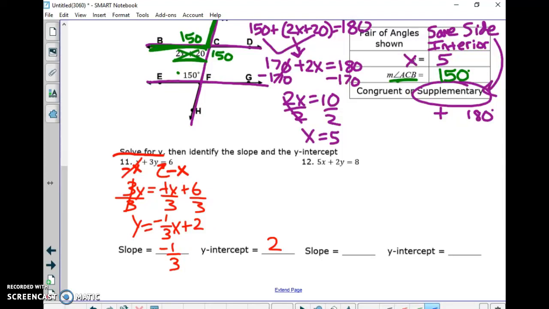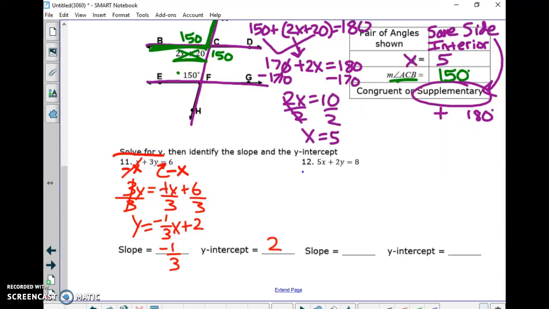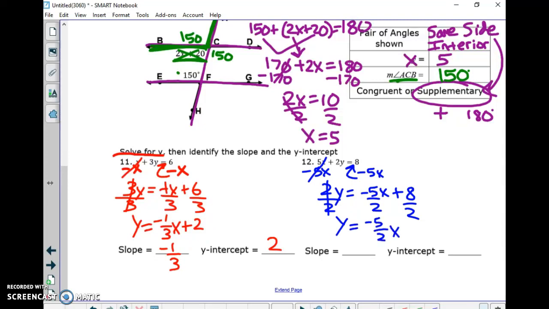On 12, same idea. Get rid of my x. So I'm going to take that x and I'm going to subtract 5x. And on the other side, subtract 5x with my little arrow to remind myself where it goes. 5x's cancel. 2y equals negative 5x plus 8. Divide by 2, everything. So y equals negative 5 over 2x plus 4. Negative 5 over 2 and then 4. Okay. On to the next one.